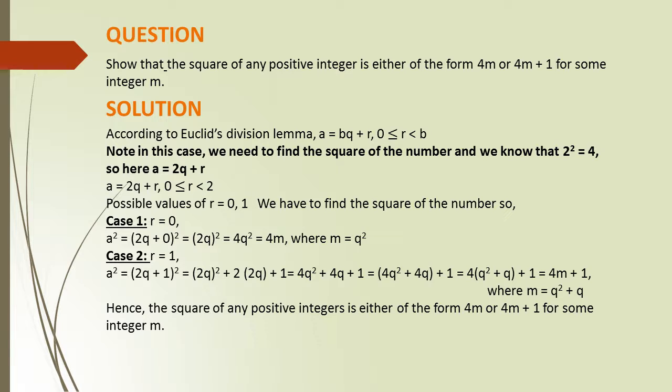Now let's go to the next step and complicate it a bit further. Show that the square of any positive integer is either of the form 4m or 4m plus 1 for some integer m. Now here it's taken square. We've also done it for cubes. We'll be using the formula for a plus b whole square, where b in this case will be your remainder. So let's not get confused.